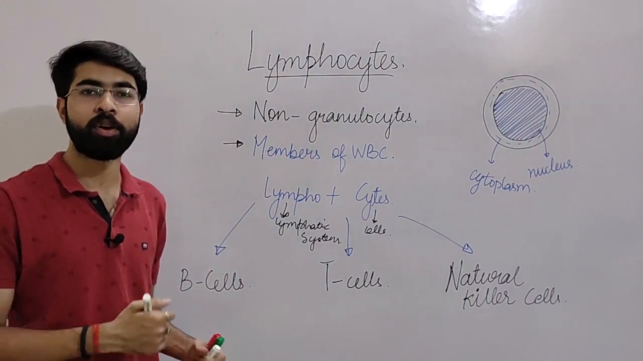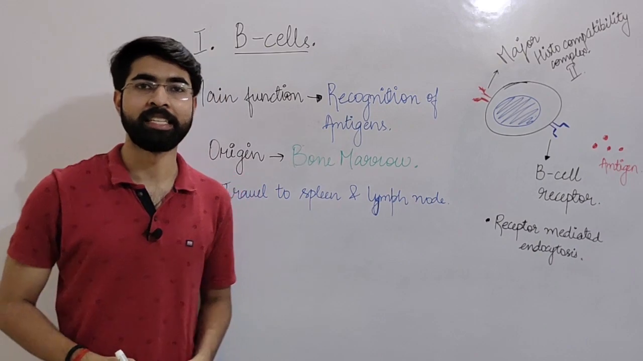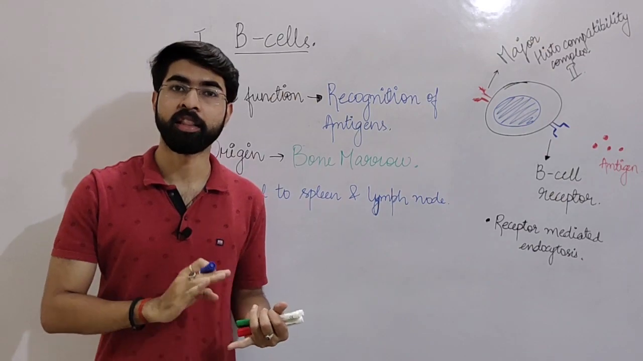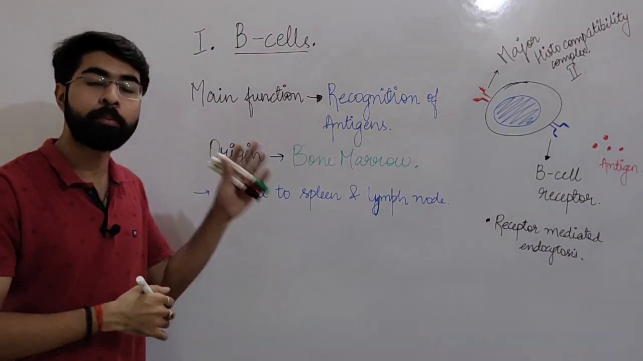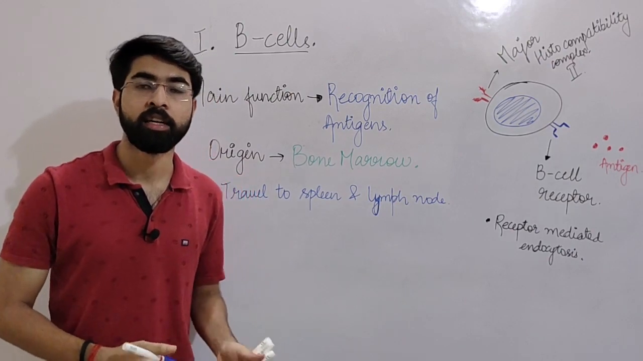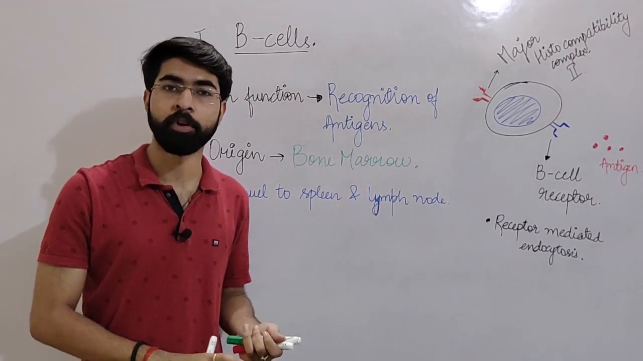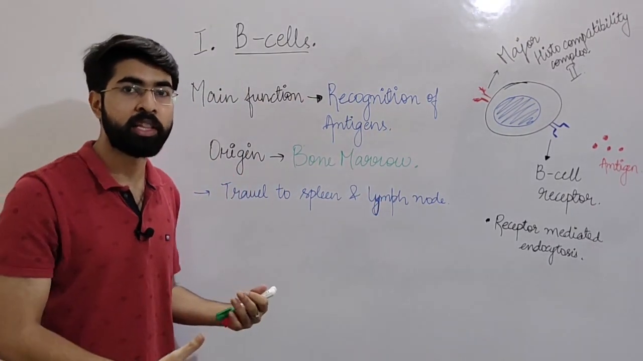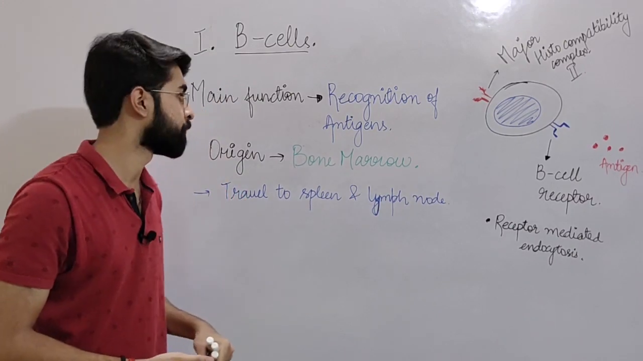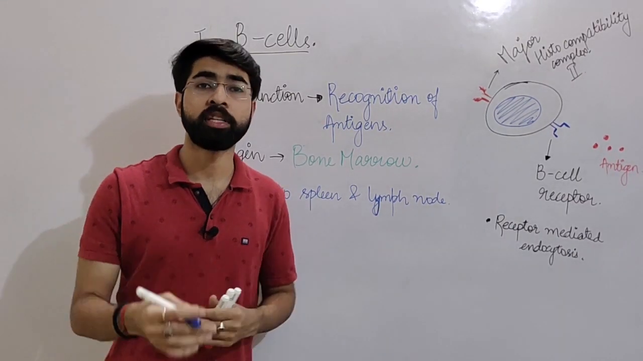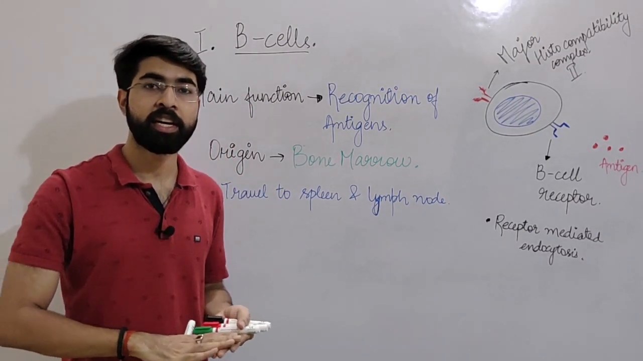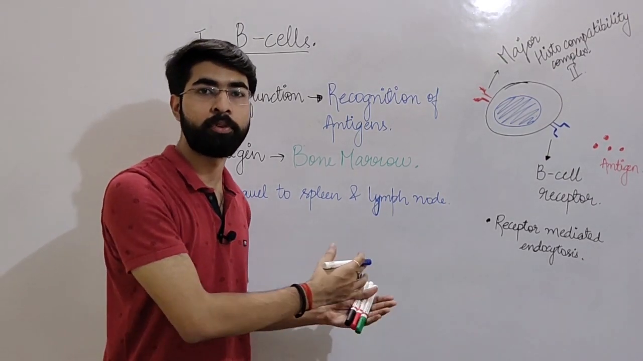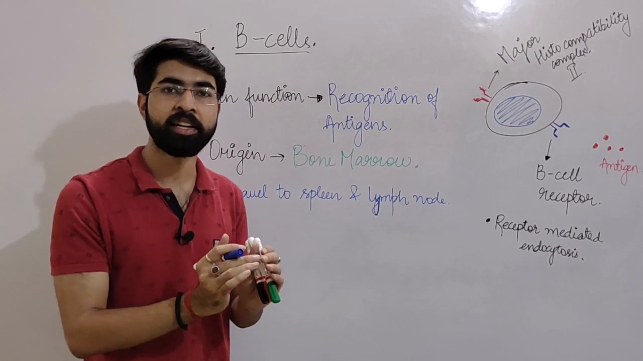First we will be discussing B cells. These B cells are the cells of the adaptive immune system, that is, they function in adaptive immunity. Their main function is the recognition of antigen. An antigen is a thing that can trigger an immune response. They recognize whether any antigen has entered our body or not. Next is their origin. They originate in the bone marrow, and from there they travel to the spleen and other lymph nodes, and basically these B cells are concentrated in the lymph nodes.